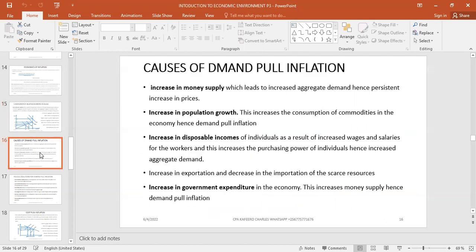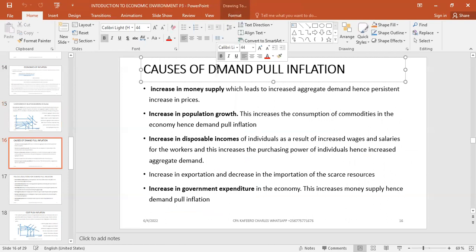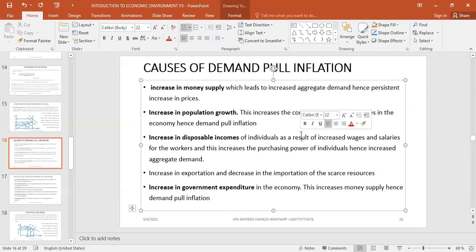So I wanted to talk about some of the causes of demand pull inflation. What causes these prices to increase? Saying demand pull inflation, what causes it? First of all, we want to look at what causes the excessive aggregate demand. What brings the demand to be a bit high?